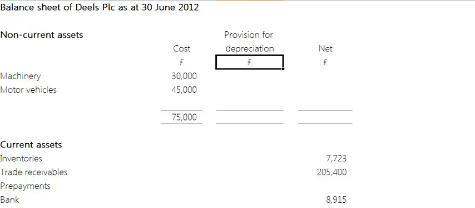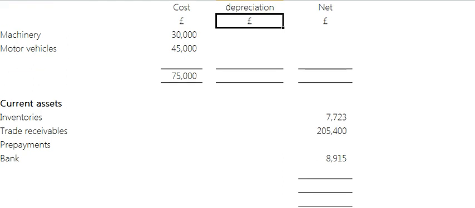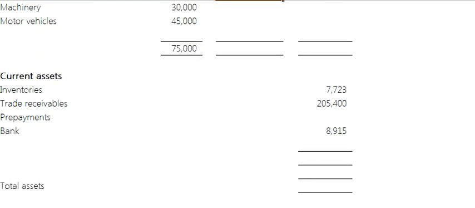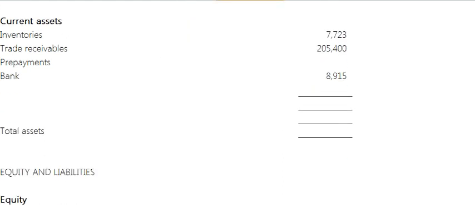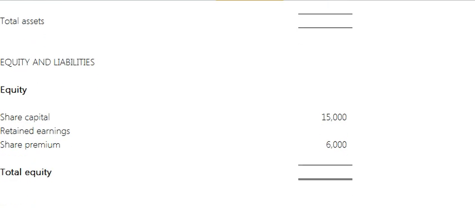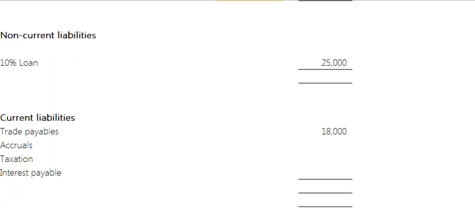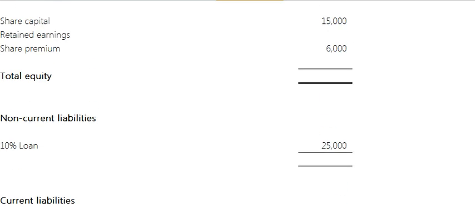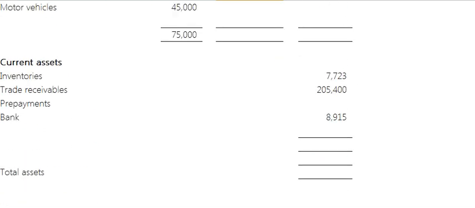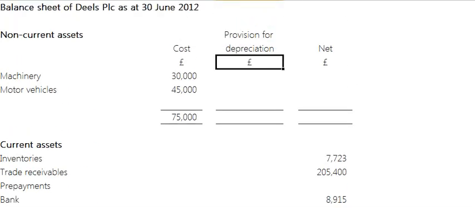Okay, so we're going to complete the balance sheet for Deels Plc. And if you look, all the numbers I've filled in already, I've got straight from the trial balance. So these are figures you can just put straight in and don't actually have to work them out. Let's go down, I'll show you, up to basically trade payables. We're going to just fill in all the blanks, which relate essentially to the accounting adjustments.